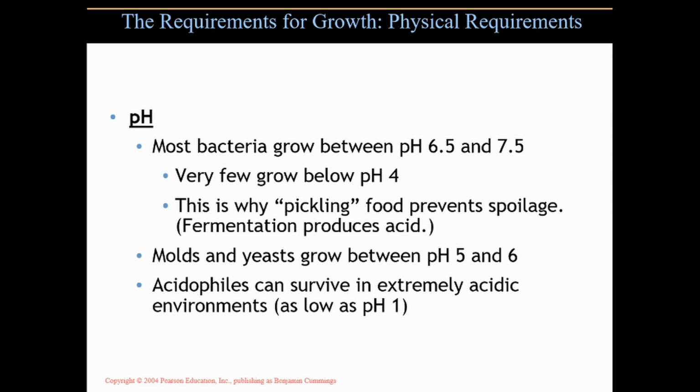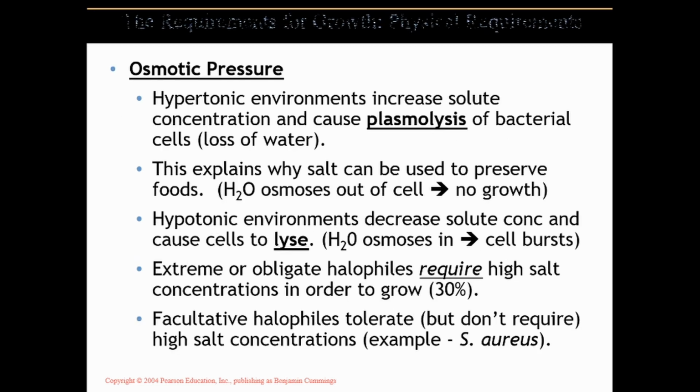And there are a very small number of bacteria called acidophils. They can survive in extremely acidic environments as low as a pH of 1, which is about as low as you can go on the pH scale. And there's a small number of species that can survive in that pH value.